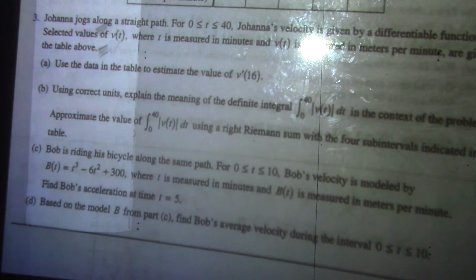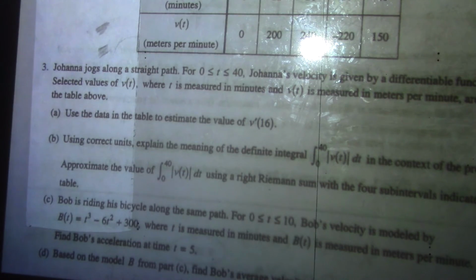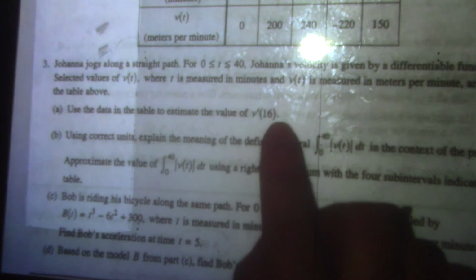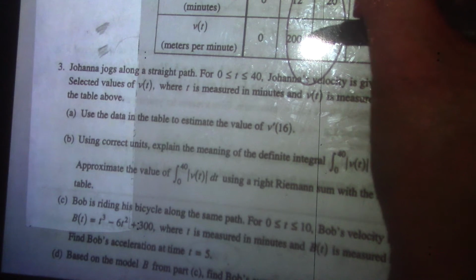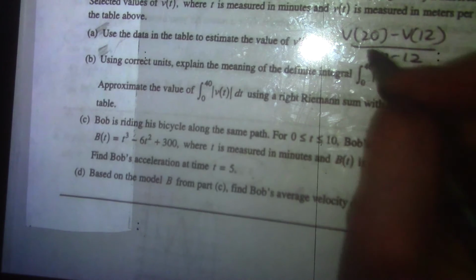Right here, Joanna jogs along a straight path. I have her velocity at different times, and this is meters per minute. I want to estimate the value of v prime of 16. So v prime of 16 is going to be somewhere in here. I can't find the derivative at some random point, but I can find the average rate of change, which is an estimate of the derivative anytime between 12 and 20. So I'm going to use v of 20 minus v of 12 over 20 minus 12, because that's giving me the average rate the velocity is changing in this time, which is an approximation of the derivative in between there.